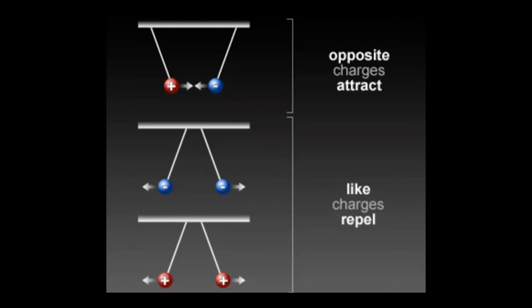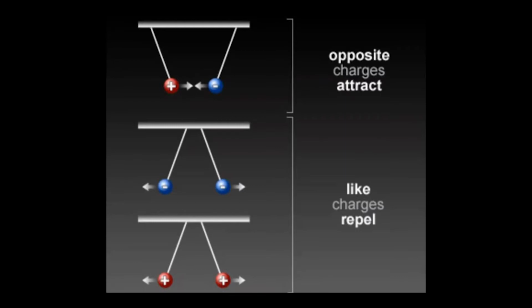To answer this sort of question, scientists had to posit the existence of something called electric charge. Now, I've already mentioned electric charge a couple of times, but couldn't really be bothered to explain what it is. Electric charge comes in two types, positive and its opposite, negative.